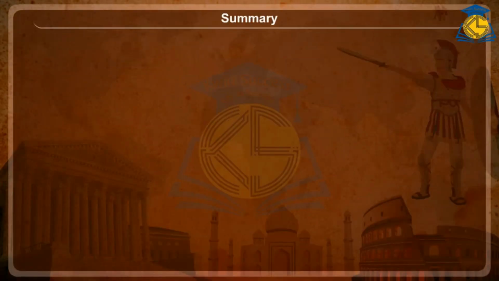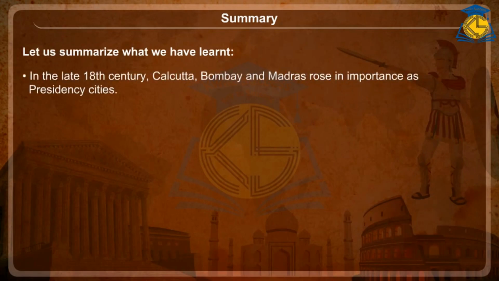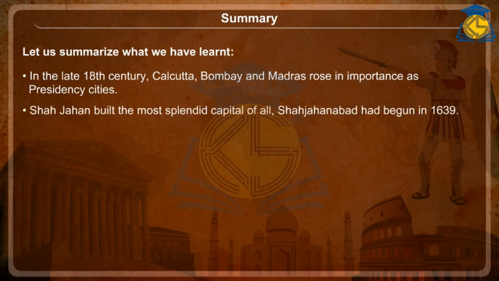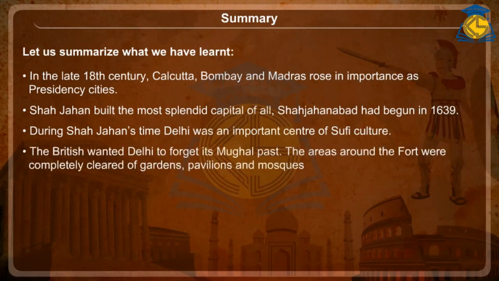Summary. Let us summarize what we have learned. In the late 18th century, Calcutta, Bombay and Madras rose in importance as presidency cities. Shah Jahan built the most splendid capital of all. Shahjahabad had begun in 1639. During Shah Jahan's time, Delhi was an important center of Sufi culture. The British wanted Delhi to forget its Mughal past. The areas around the fort were completely cleared of gardens, pavilions and mosques.